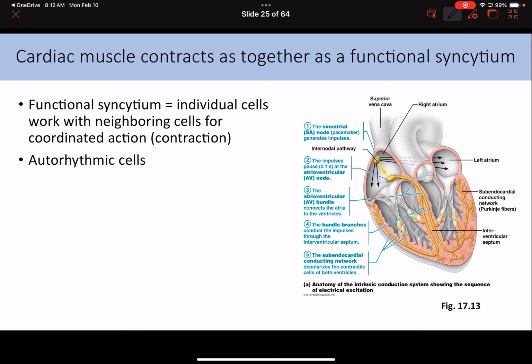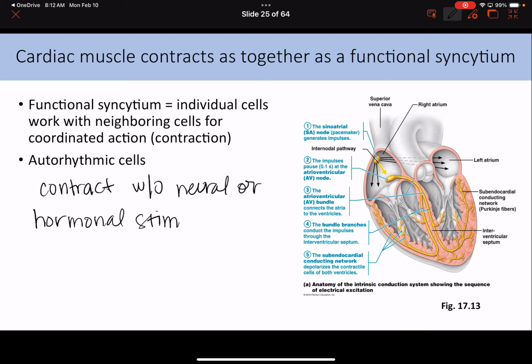And so the heart is filled with a couple sets of cells, but one of those is autorhythmic cells. Autorhythmic cells contract without neural or hormonal stimulation. So they can reach threshold all on their own. They allow for that action potential to be sent all on their own.